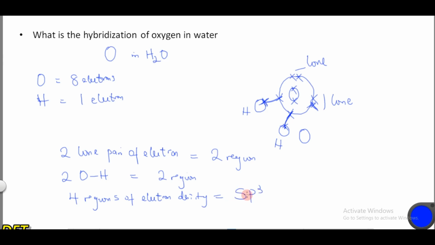So if there are 4 regions, that will be equal to sp3 hybridization. And for sp3 hybridization, the bond angle is 109.5 degrees. And that will give rise to a tetrahedral shape. So that is how to determine the hybridization of atoms in inorganic compounds.